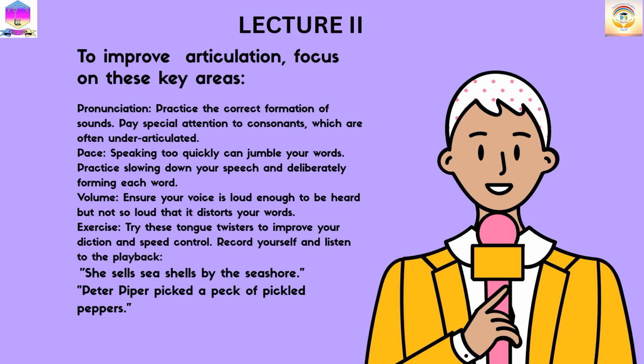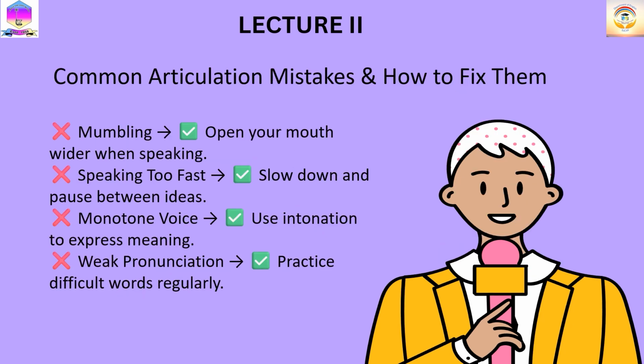Now let's talk about the common mistakes people make in articulation and also how to fix them. The very first mistake is mumbling. To correct mumbling, one has to open the mouth wider when speaking.